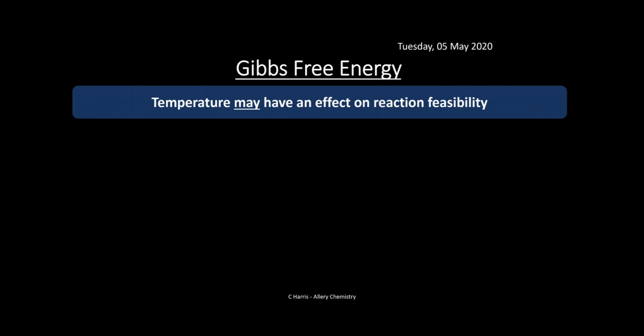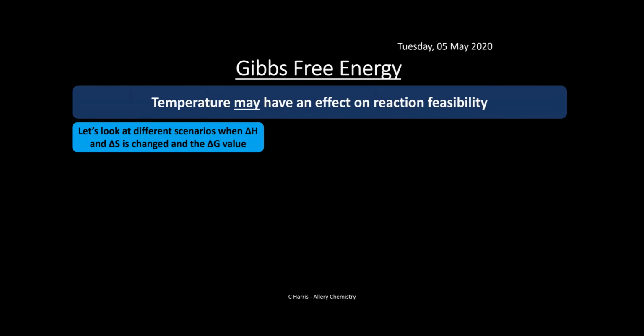Okay, so let's go back, because we've looked at entropy, we've looked at enthalpy, and we've looked at how we can combine them to form Gibbs free energy. So what we're going to do is take all that information and do something useful with it, using entropy and enthalpy. So temperature may have an effect on a reaction's feasibility.